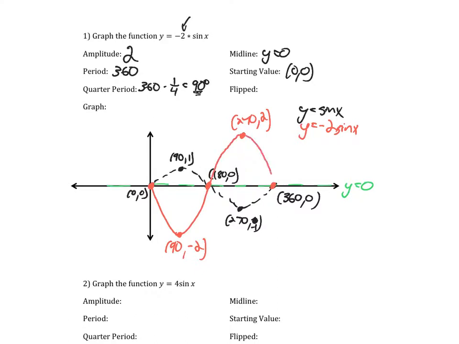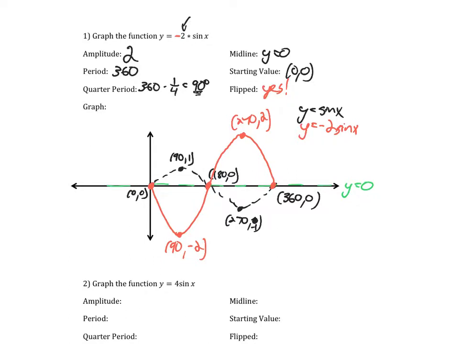My graph flipped. So notice over here where it says flipped. Yes, it is flipped. And why did it flip? It flipped because of that negative. That negative in front flipped it. Okay. Now, you might be saying, oh man, I've got to flip these graphs. It's really kind of confusing.